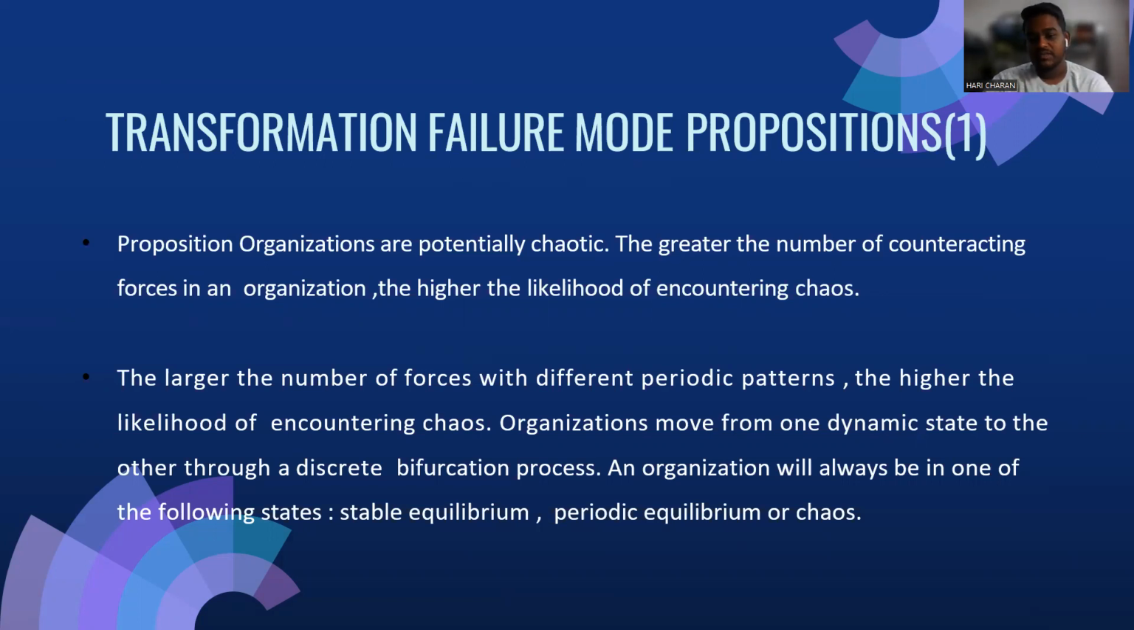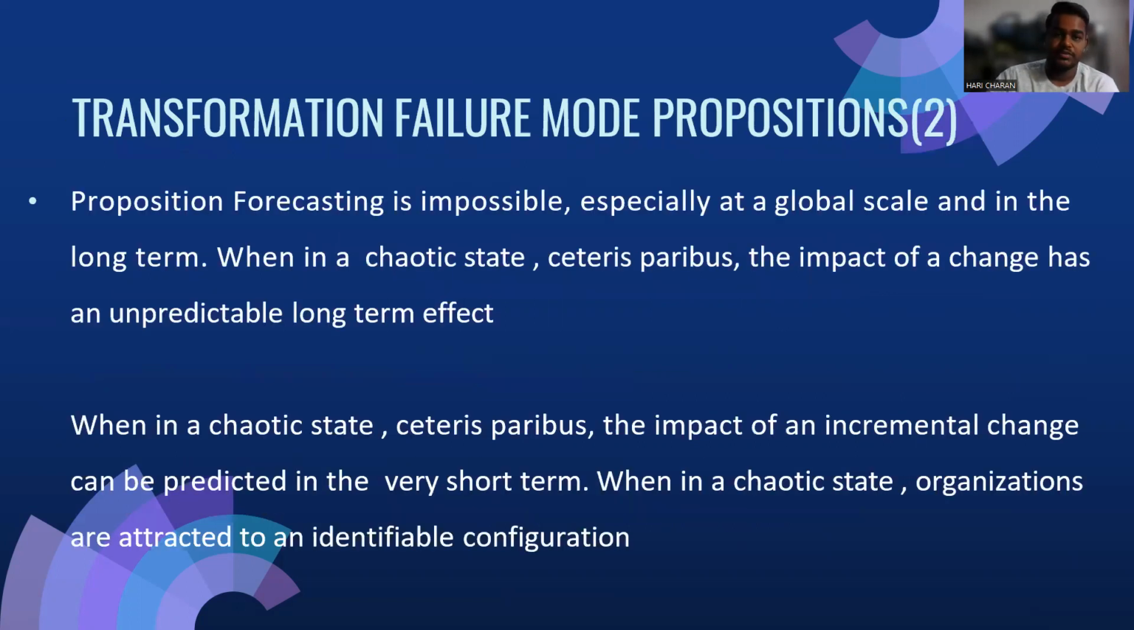And an organization will always be in one of the following states: stable equilibrium, periodic equilibrium, or chaos. And the other transformation failure mode proposition is that forecasting is impossible. Why? Because the results of forecasting are not accurate. As you can see, the error rate is 10 to 15% in general in real life.